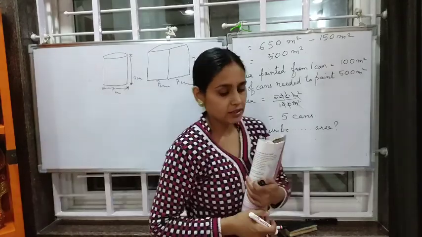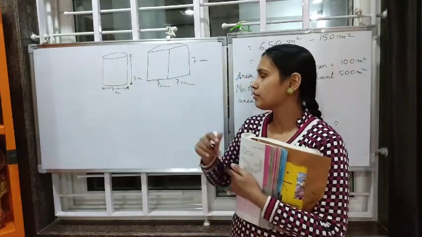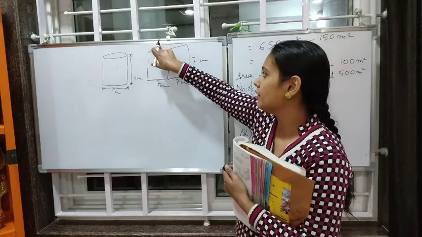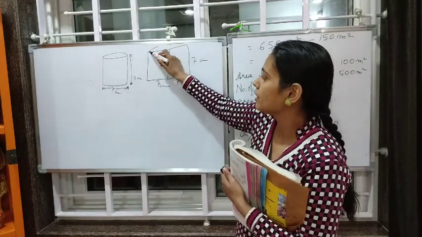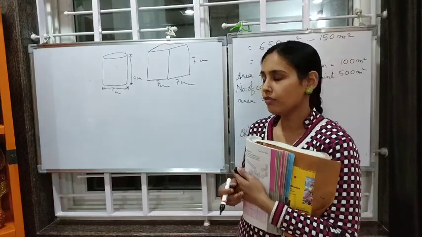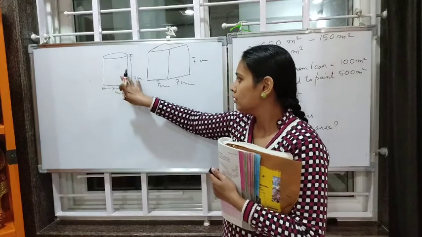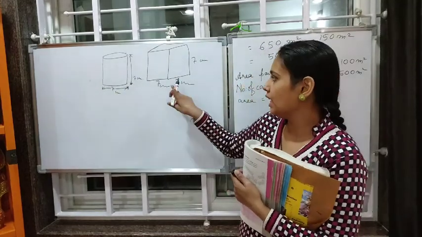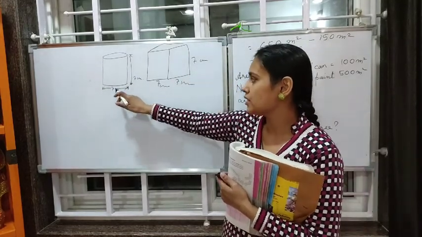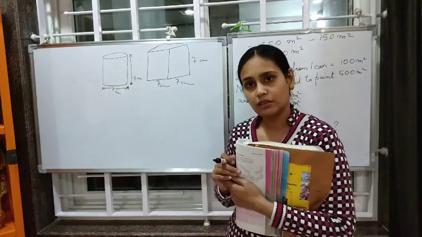Now, how are they the same, children? How are they different? By seeing, we can make out they are different by their shapes. One is cylindrical and one is cubical. Okay, one is a cylinder and one is a cube. And how are they the same? You can see the dimensions. Each side of the cube is equal to the diameter and the height of the cylinder.